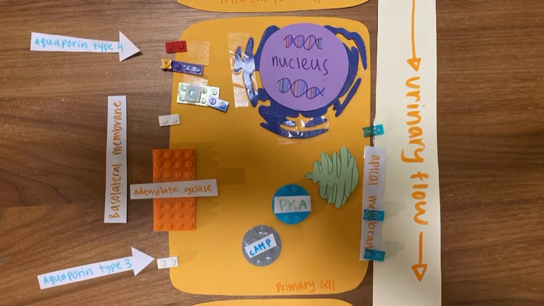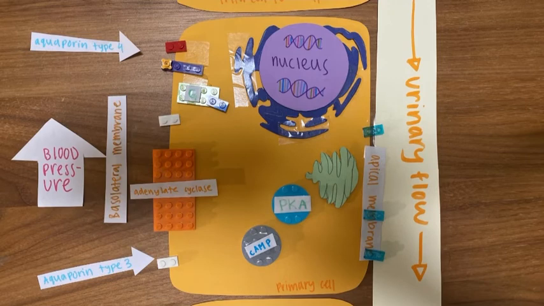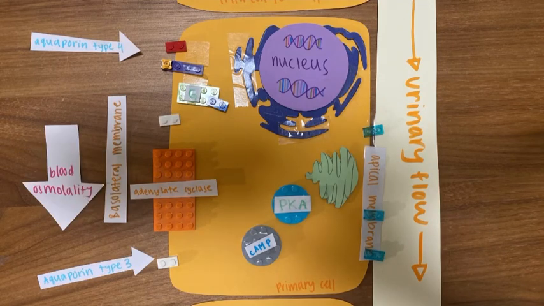When water washes out of the cell, it moves into the blood, thus increasing the plasma volume, increasing the blood pressure, and decreasing the blood osmolality.